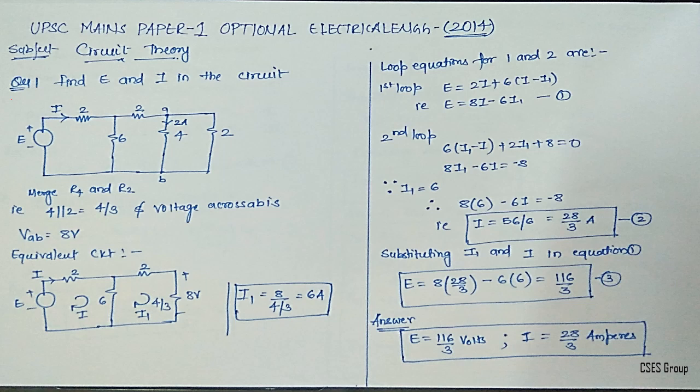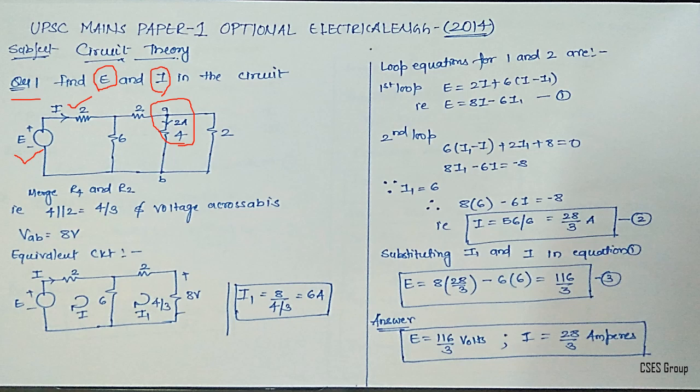Question number 1 is: determine E and I in the circuit shown here. So this is the unknown voltage E and this is the unknown current I. In the question it is given that this AB branch is having 2 amperes current.